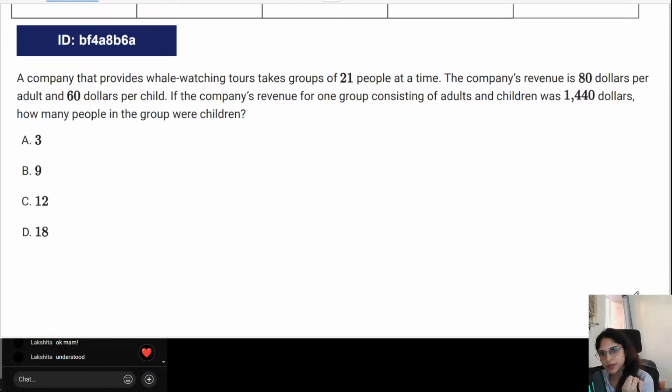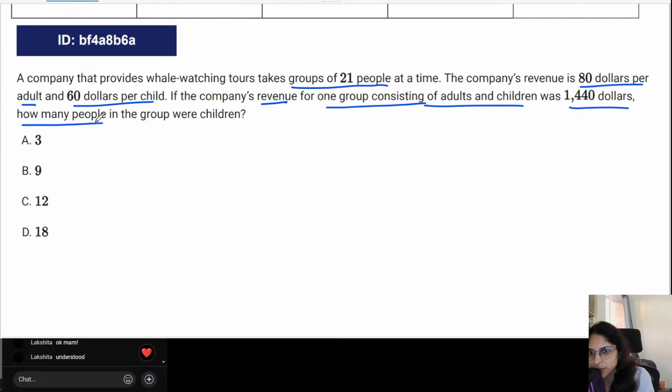A company that provides whale watching tours takes groups of 21 people at a time. The company's revenue is $80 per adult. So for one adult, it is $80, $60 per child. Company's revenue for one group consisting of adults and children was $1440. How many people in the group were children? So let's say adult I'm calling X, child I'm saying Y. And children they want to know, so they want to know Y.